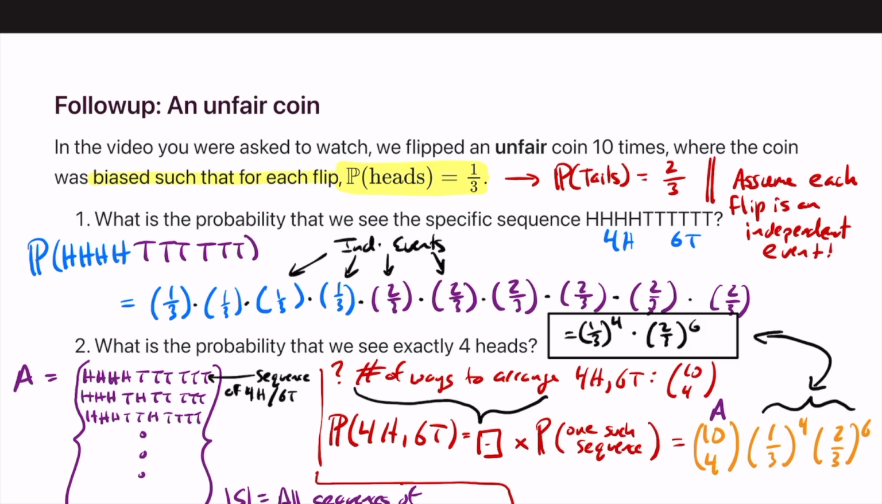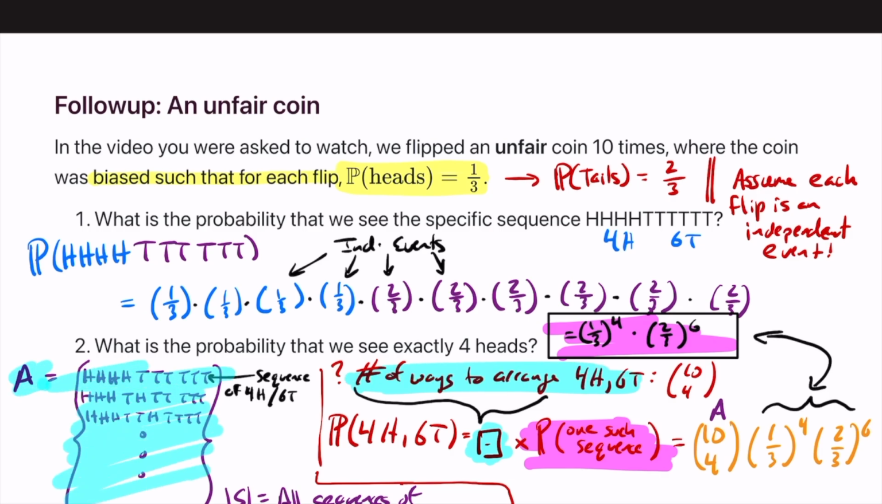All right, so we have 2 things that make this. Maybe I'll just put the probability of seeing one such sequence, which is this, and then the number of ways to arrange 4 heads and 6 tails, which is all of this over here. So that's where it all comes together. And I suppose you could also say that this is this, and hopefully all this color is not too confusing. I just want to show you where all the parts and pieces come from.